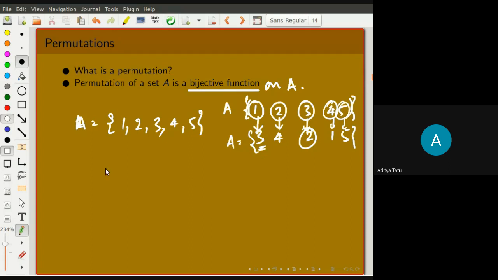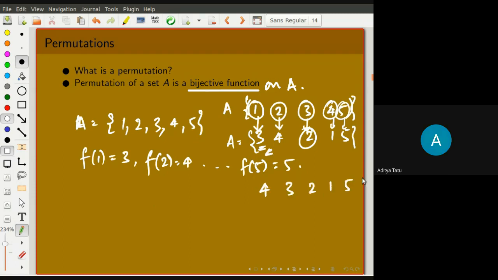Yes, sir. I can just write this as f maps 1 to 3, f maps 2 to 4, etc., and f maps 5 to 5. But that way we can get only one permutation of A, right? Exactly. Now give me any other permutation. Suppose we take 4, 3, 2, 1, 5.